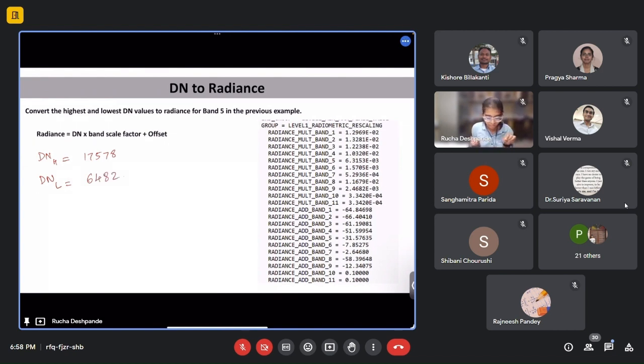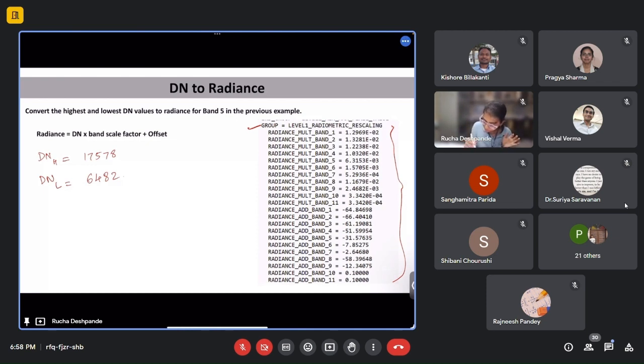All right. So for Landsat we will get the information that we need for conversion from DN value to radiance in the metadata file. So this is the format of the metadata file. This is one of the groups. There will be multiple such groups having different information about all the bands which were measured in that imagery.